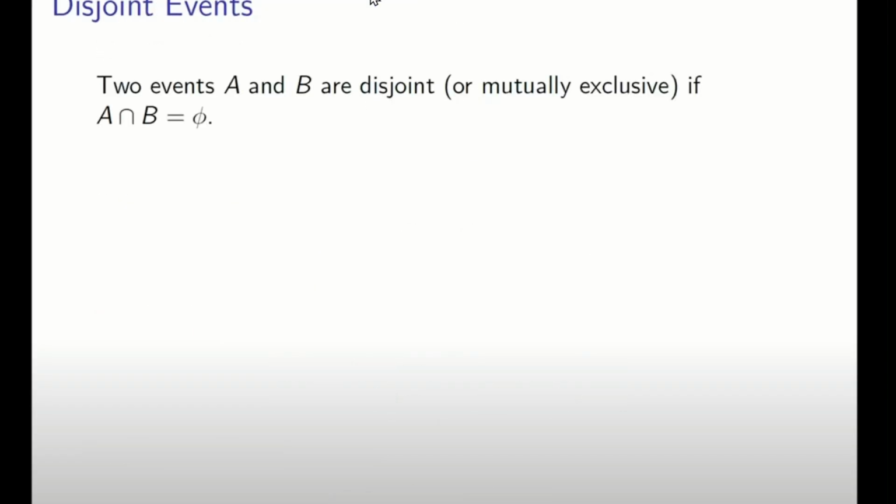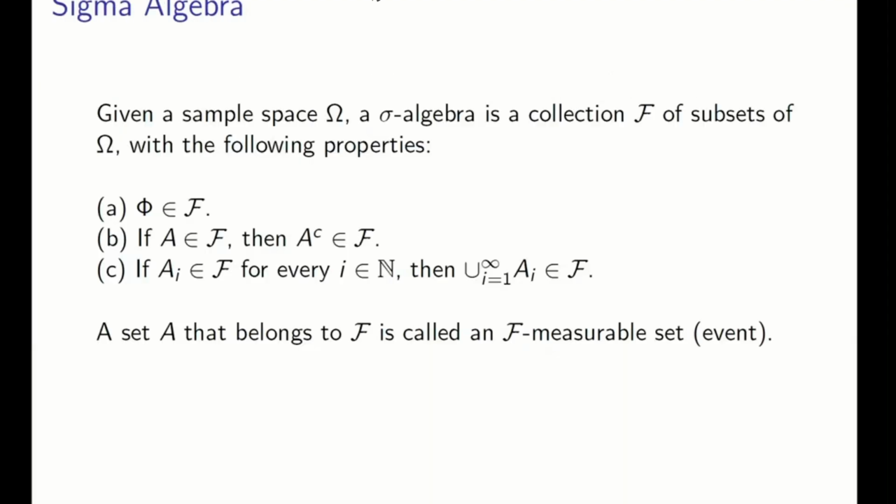Disjoint events: two events A and B are disjoint or mutually exclusive if A intersection B is equal to the null set. And coming to the sigma algebra, let us take a given sample space omega. A sigma algebra is a collection F of subsets of omega with the following properties. The null set belongs to F. If A belongs to F, then A complement belongs to F.